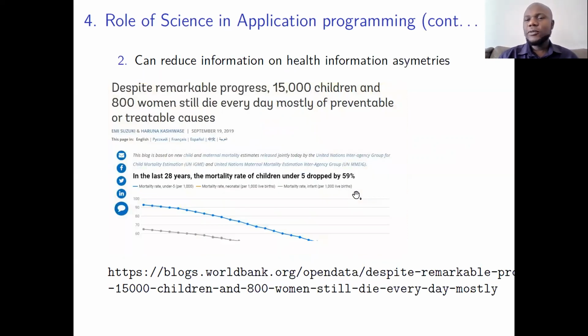Science can reduce health information asymmetries, for example. We've got this quote here that says, despite remarkable progress, 15,000 children and 800 women still die every year, mostly because of preventable or treatable causes. Why do these people die? Because they don't have the right information. By application programming, we can ensure that information is at the fingertips of communities, through maybe SMS alerts or some other kind of media of communication that can be made possible through science and working together. We can actually reduce this burden of 15,000 children and 800 women dying.